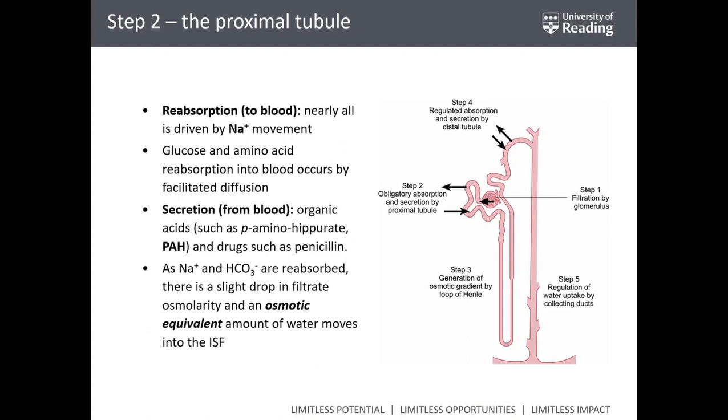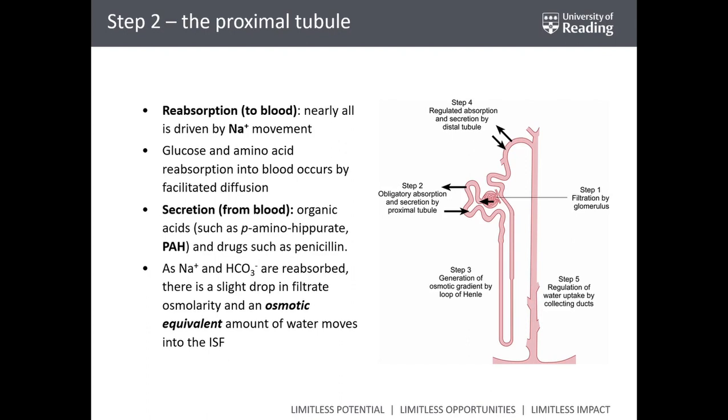But the energy for this movement is solely provided by the concentration gradient of glucose and amino acid. We also do have processes of secretion, so from the blood into the tubular space. And this is the case, for example, of organic acids. Do you remember the para-aminohippurate? And many drugs, such as penicillin, and many other substances which are biotransformed by the liver and excreted via the kidneys.